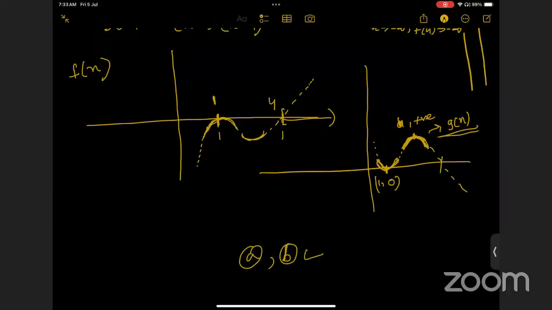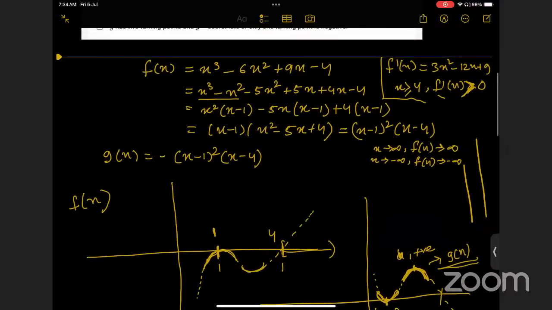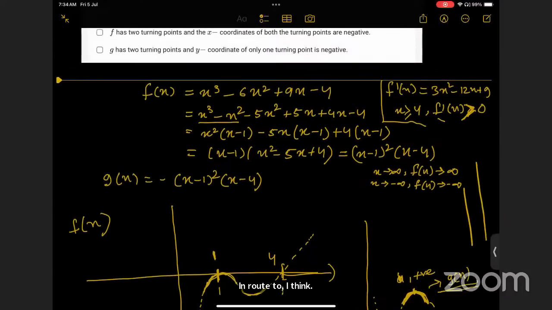Ma'am, I understand all the concept behind this, but can you explain how to find the roots? Because my roots are in some form of irrational roots, like root 2, I think. Yeah, this is the procedure. You can factorize it. Ma'am, how do you find x minus 4 in G(x)?